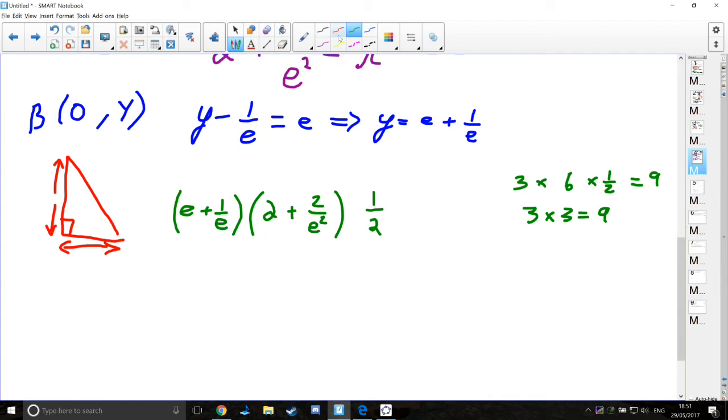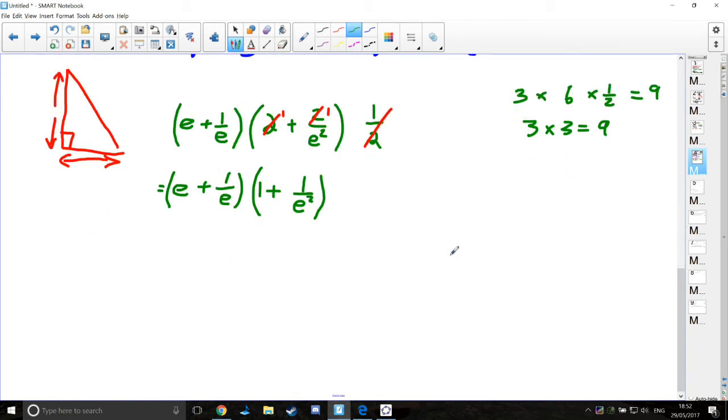So I'm going to do that half to this. Use that half up, half the 2 there, that becomes a 1, half the 2 there, that becomes a 1 as well. And the new sum is e plus 1 over e, all multiplied by 1 plus 1 over e squared.